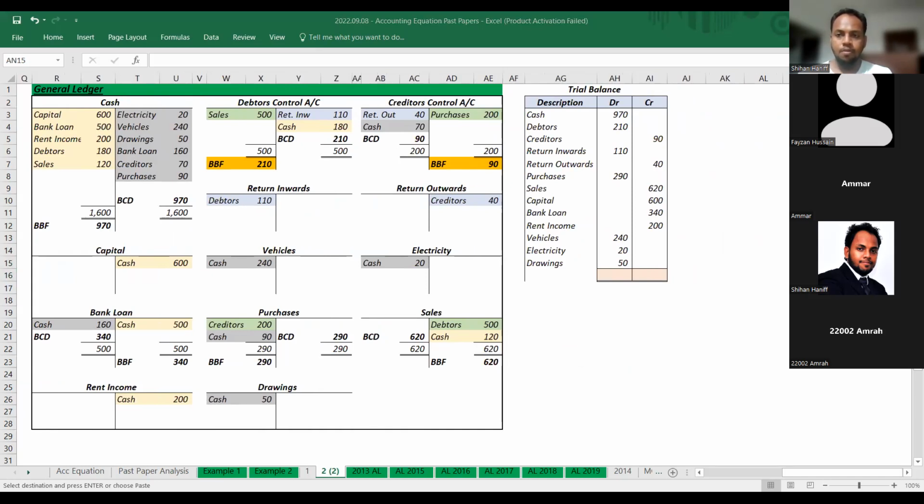Calculate the total. Then we will prepare the financial statements, and we assume that closing stock is 0. Okay. So next step, we have to prepare the statement of profit and loss and the statement of financial position.